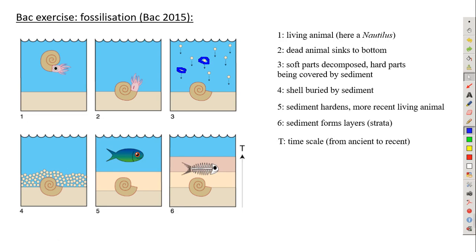And T is for the time scale. So as we said, towards the top it's the more recent, towards the bottom it's the older layers. You can also call them strata. So if we were to label them in age, number 1 would be the bottom one, oldest, number 2 a little bit more recent, and number 3 would be the most recent. So this diagram, you need to know the different steps. So this is the process of fossilization.